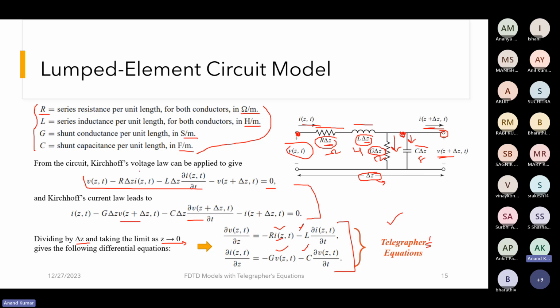Maybe I'll pause over here. If you want to work out these two equations, you can go through the circuit, and if you have questions, you can ask. Okay, so now we have introduced the Telegrapher's equations. We'll proceed.